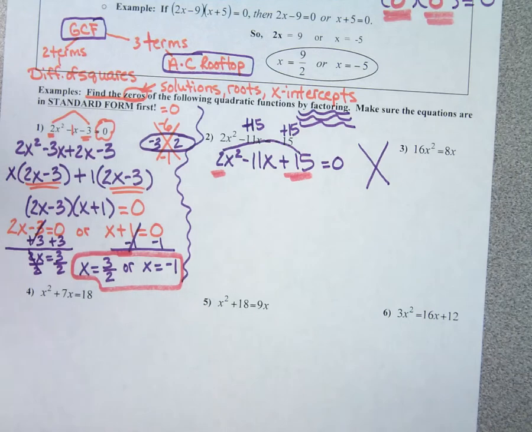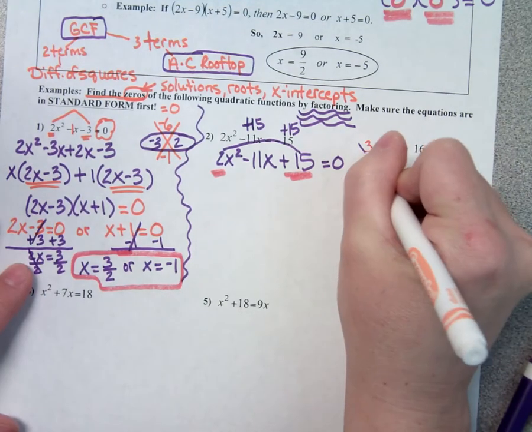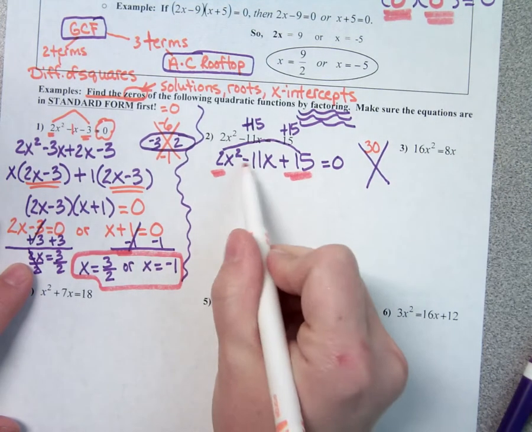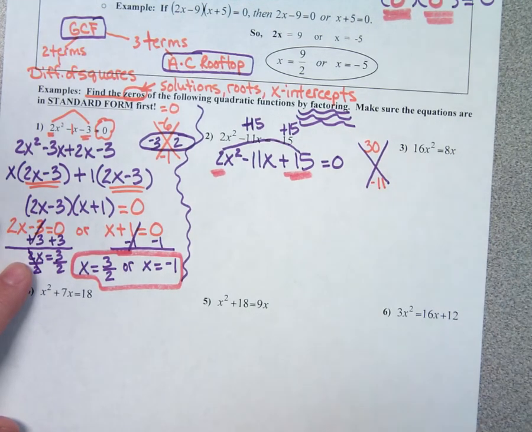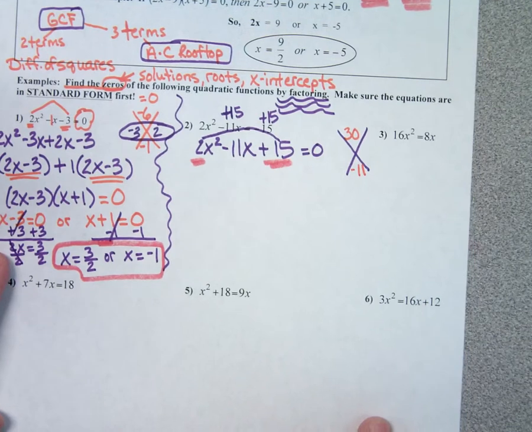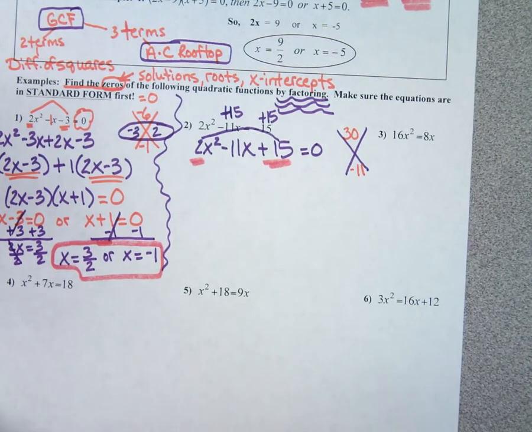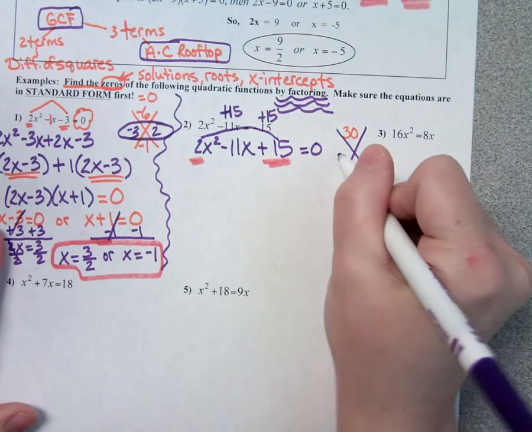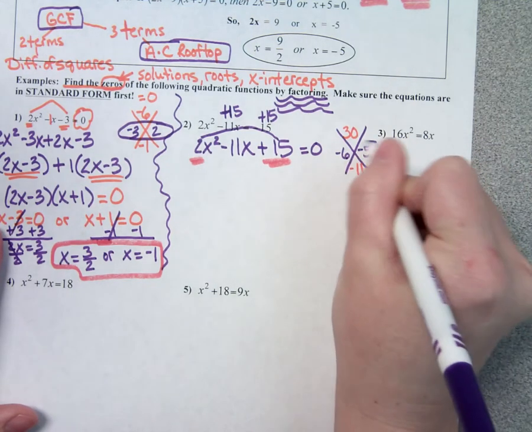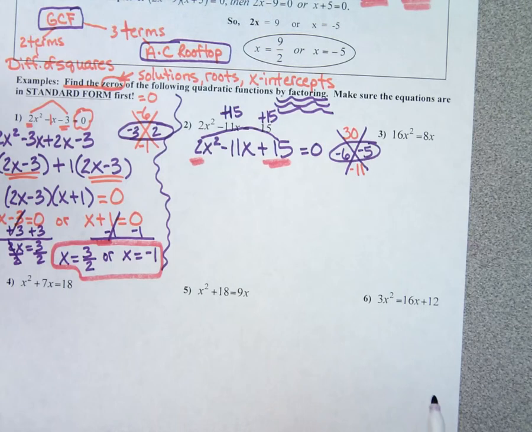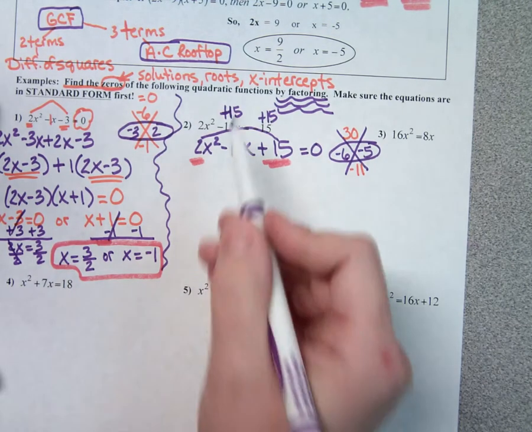I get 30. What do you want them to add to b? Negative 11. So what two numbers multiply to be 30 that add to be negative 11? Negative 6 and a negative 5. Okay, can I do my shortcut here, or do I have to do it the long way? I have to do it the long way.